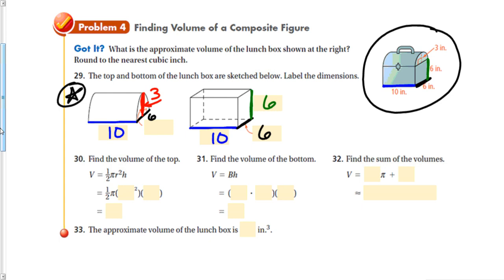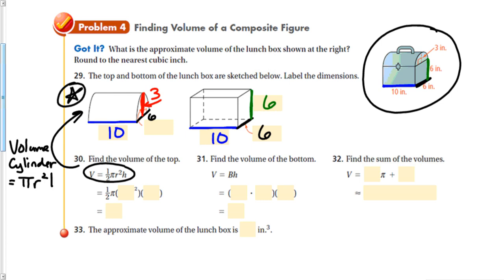Find the volume of the top. Well, the top is our cylinder, so when it says the top, we're talking about this part. We have the volume formula right here. We start with the volume of a cylinder, and if you look on your formula sheet, the volume of a cylinder is pi r squared h. The thing is, though, I don't have the whole cylinder. I have half the cylinder, which is why I'm going to take my pi r squared h and multiply it by 1/2.